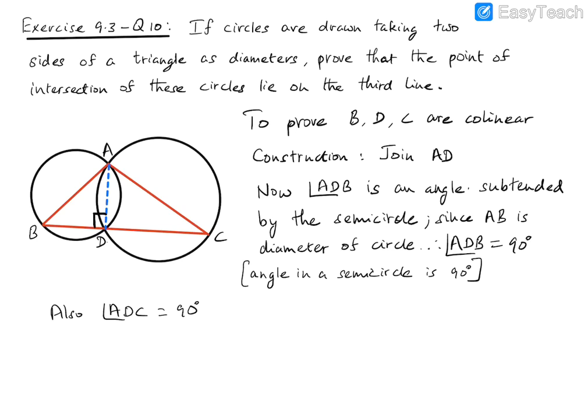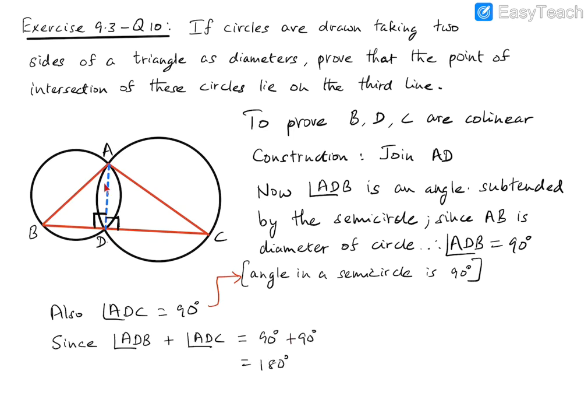That is because the angle ADC is also the angle subtended by the semicircle, and we know that the angle in a semicircle is 90 degrees, and therefore we will have this particular angle here, the angle ADC, as also 90 degrees. So now we have the angle ADB is 90 degrees and also the angle ADC as 90 degrees. So what is the angle BDC? So clearly the angles ADB and ADC are a linear pair of angles, and the sum of these linear pair of angles is 180 degrees. That means B, D and C are all on the same line.